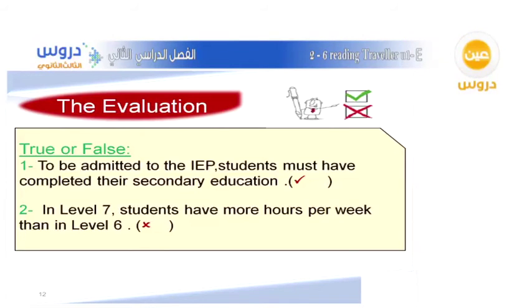True or false? To be admitted to IEP, students must have completed their secondary education. Is it true or false? What do you think? The second one, in level 7, students have more hours per week than in level 6. So Jihan said number 1 is true.